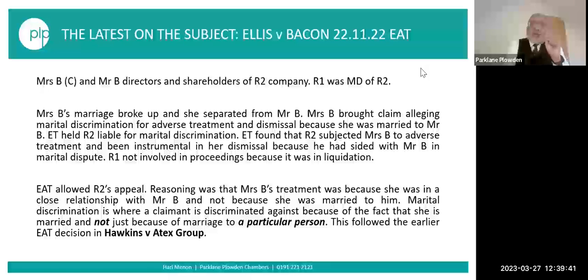So in order for there to be marital discrimination, the EAT said on this occasion that it does not apply when your complaint is that you're married to a particular person, right? So if by sheer bad luck, you happen to be married to the wrong, inverted commas, person and you're dismissed because of that, you don't have a claim for marital discrimination.